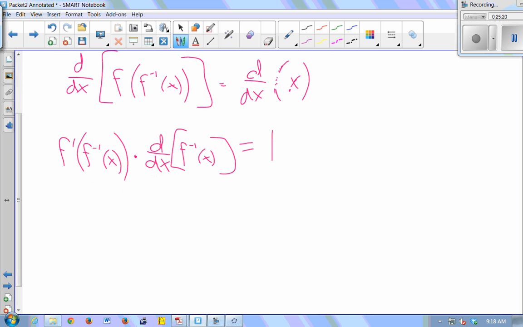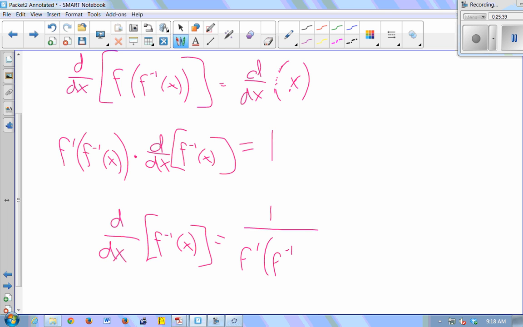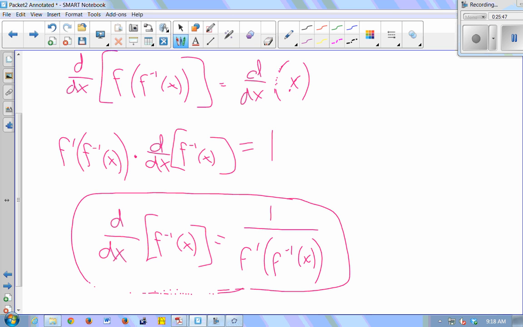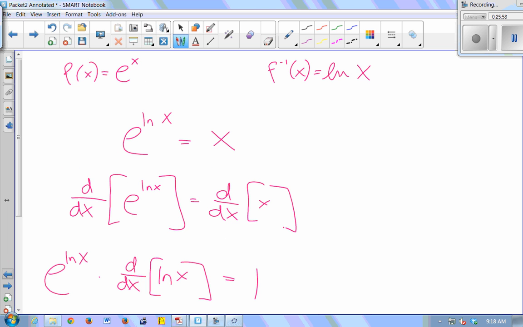I want to know what is the derivative of f inverse. So I divide both sides by f prime of f inverse, and we get d dx of f inverse of x is 1 divided by f prime evaluated at f inverse of x. In general, if you know a function f's derivative, you could use this formula to get the derivative of f inverse. But why bother memorizing formulas when we have this cool little technique here?